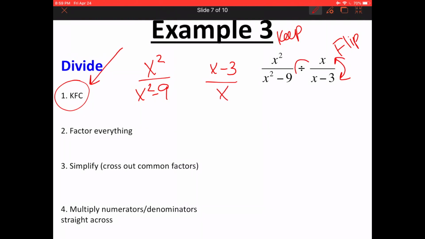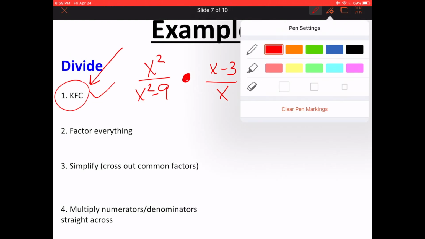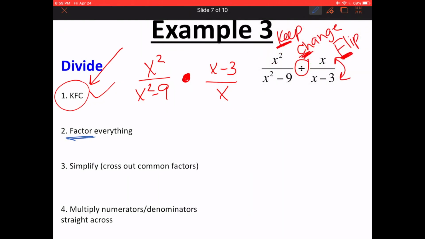And then the last step that I'm going to do is change that division to multiplication. So I kept the first fraction, flipped the second one, changed the division to multiplication. So I have now done step 1. Now let's go ahead and factor.